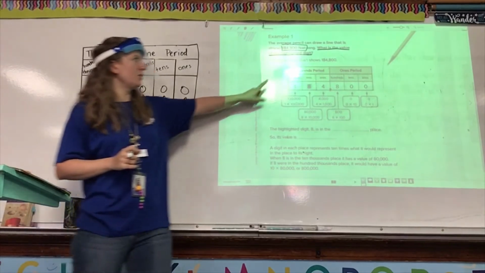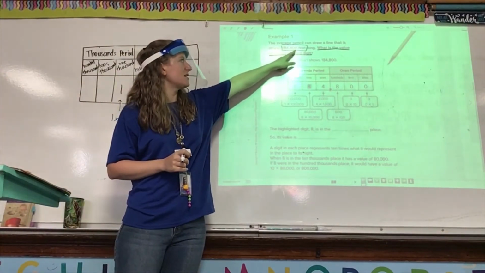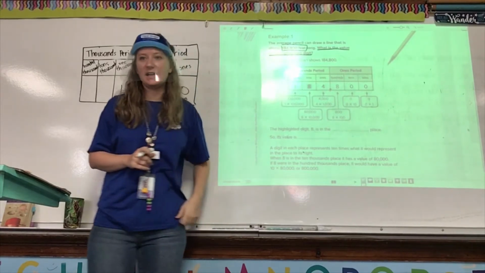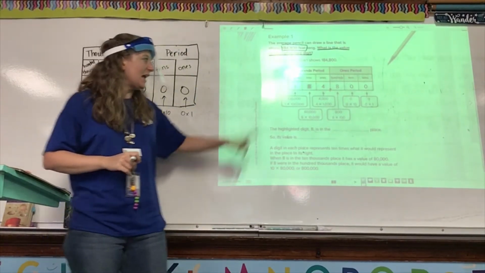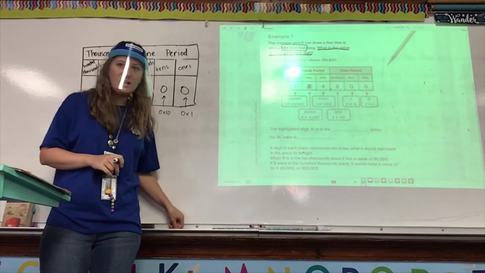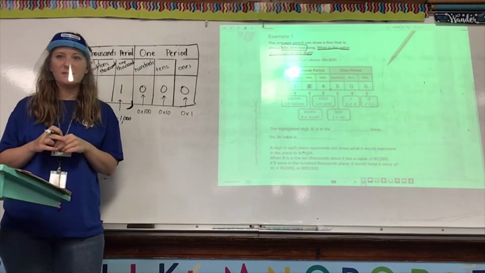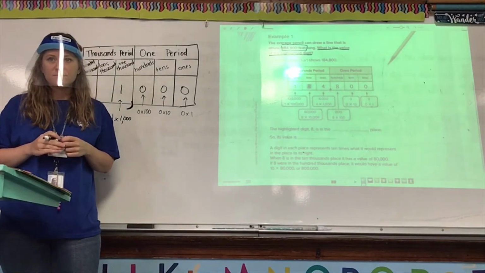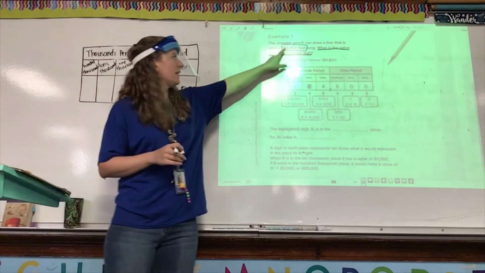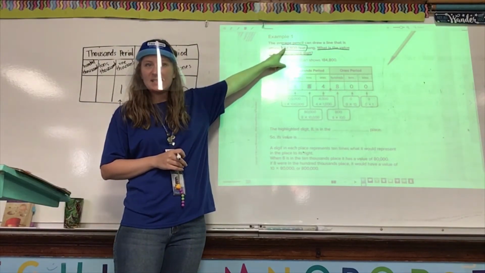All we're doing is looking at the number 184,800 feet and then figuring out the value of the highlighted digit. In this case, which digit is highlighted? Carla, don't forget to unmute yourself. 8. This 8 right here is highlighted.